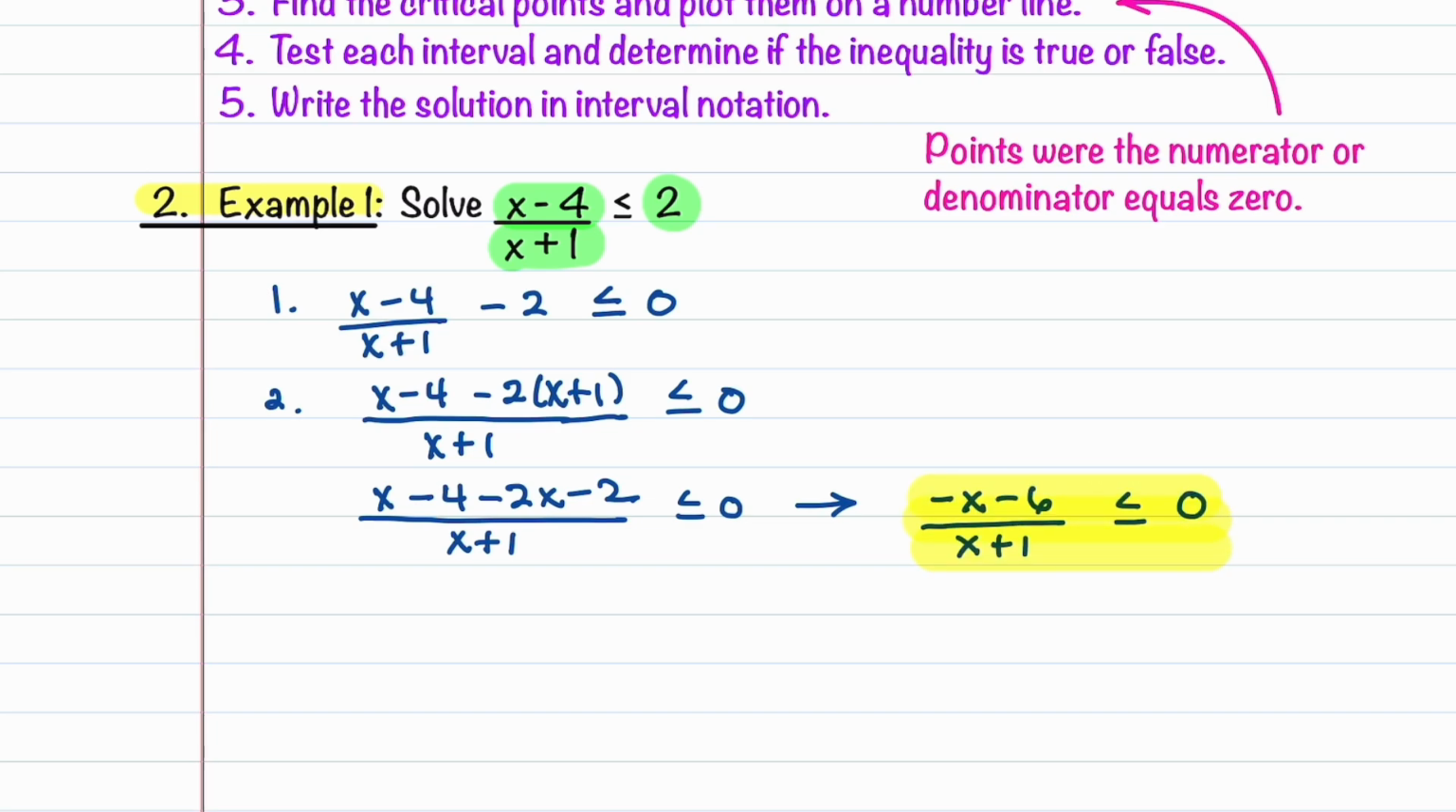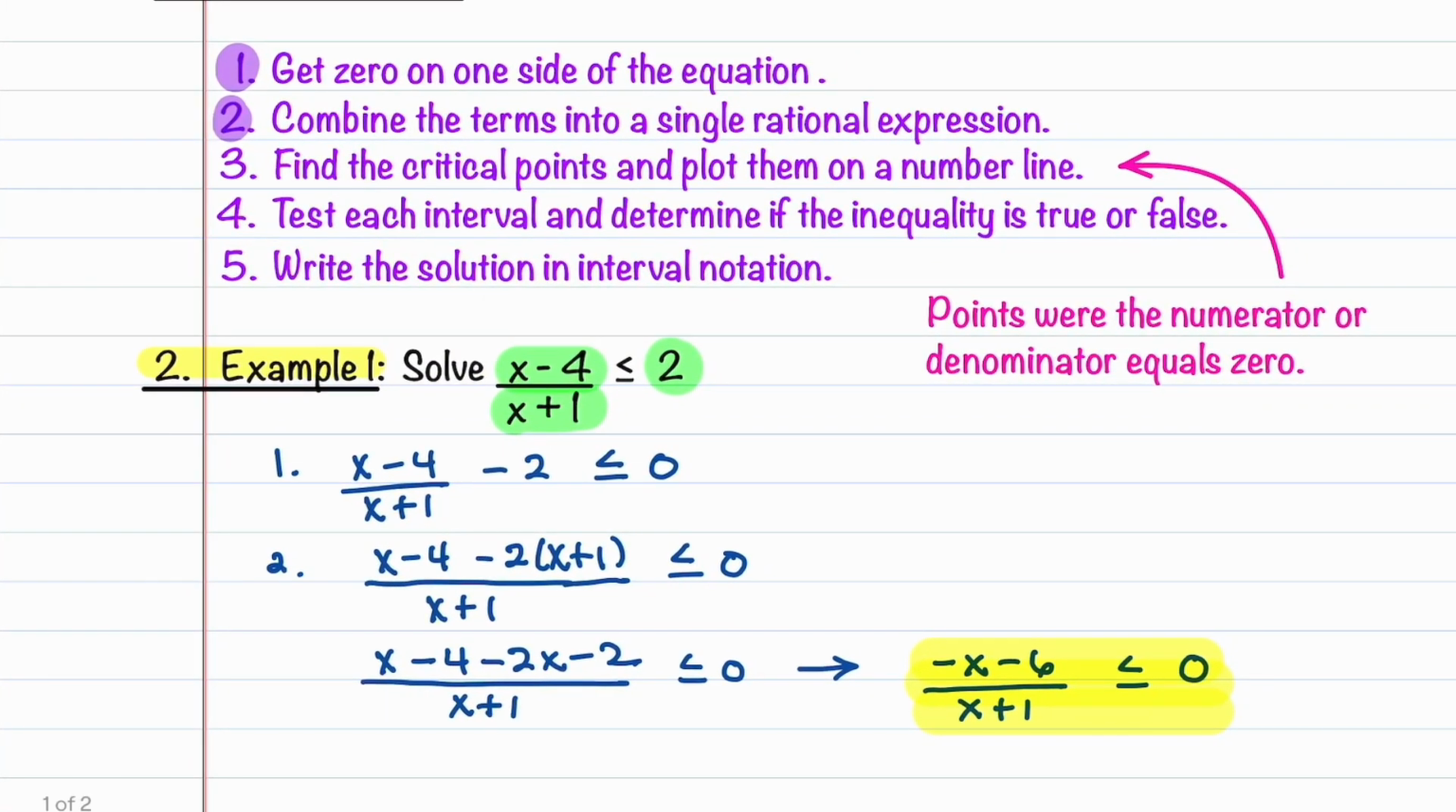Let's now go back up and look at the third step. The third step says to find the critical points and plot them on a number line. Let me tell you what the critical points are. The critical points are points where the numerator or denominator equals 0.